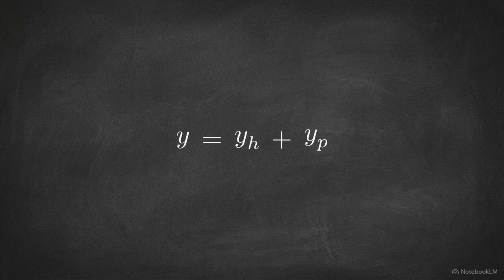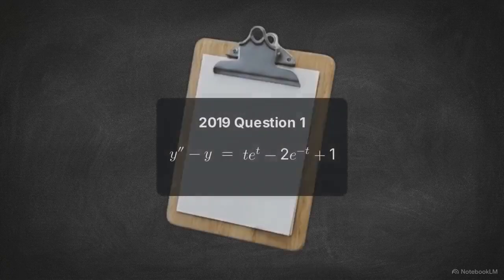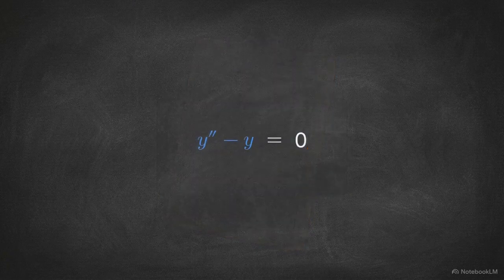The principle of superposition governs this separation. It dictates that the general solution is the addition of two pieces: the natural, unforced behavior, YH, and the forced, steady-state behavior, YP. In this 2019 exam question, we see the split. The blue left side is our system. The orange right side is external forcing.